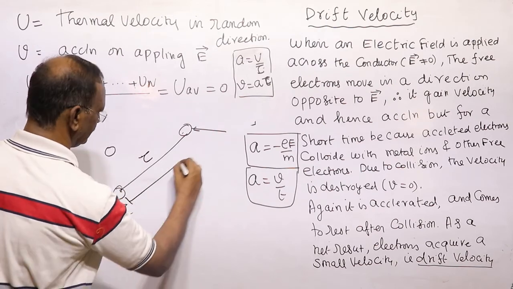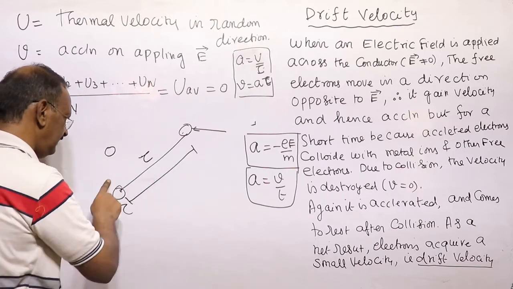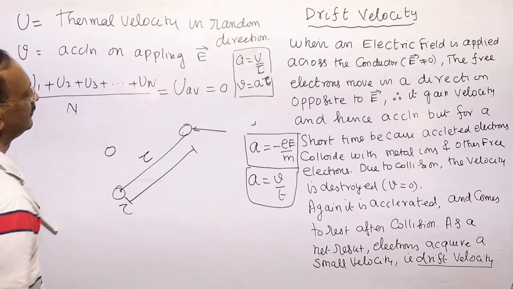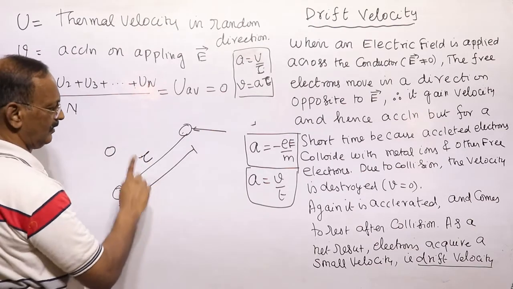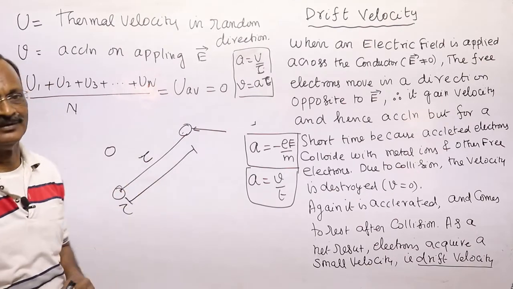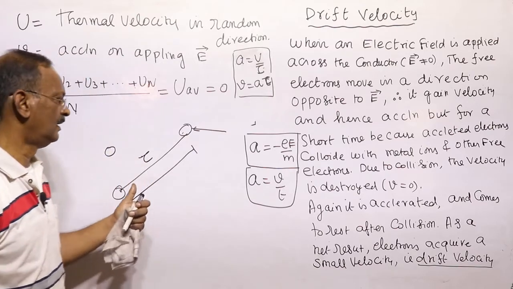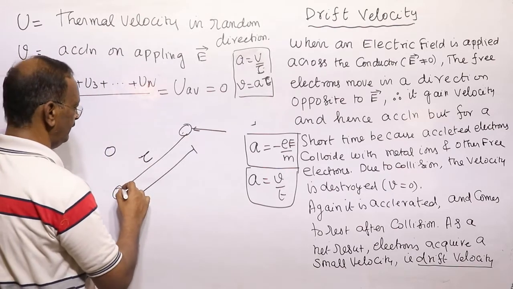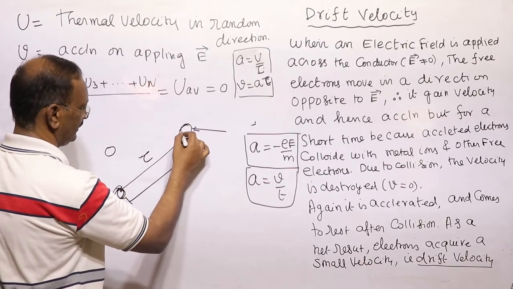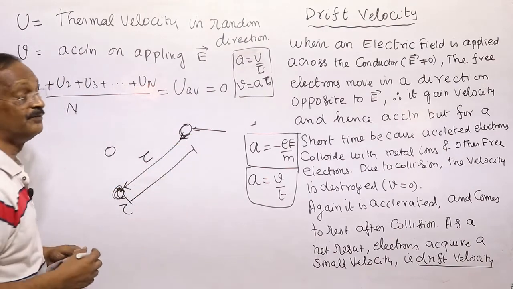And this path is the free path, because the electron is moving freely between two collisions. The time taken between two collisions is called the relaxation time of an electron. This is not for every electron, there will be so many electrons moving all around, each having a relaxation time. And the path between two successive collisions is called the free path.